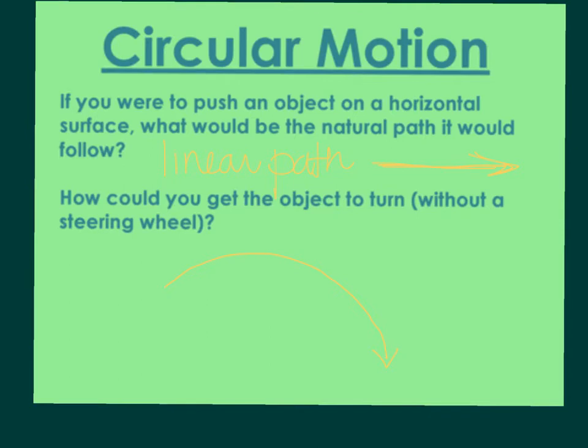In order for an object to make a turn without a steering wheel, something must be pulling the object inward at every instant of time in order to be making the curve.